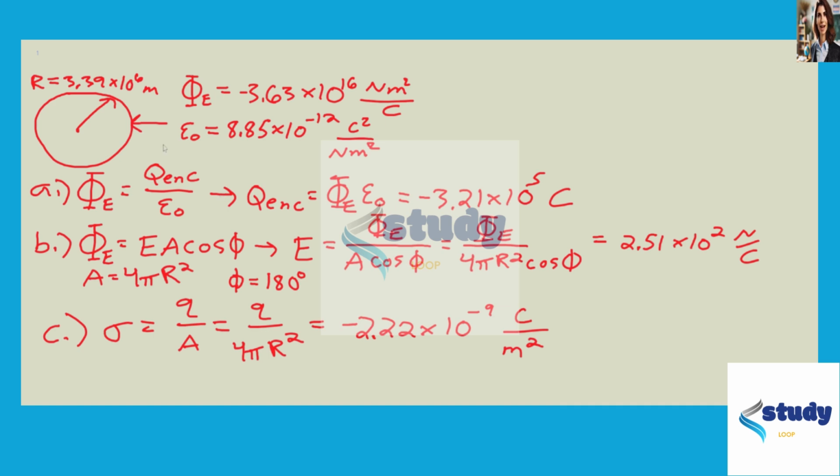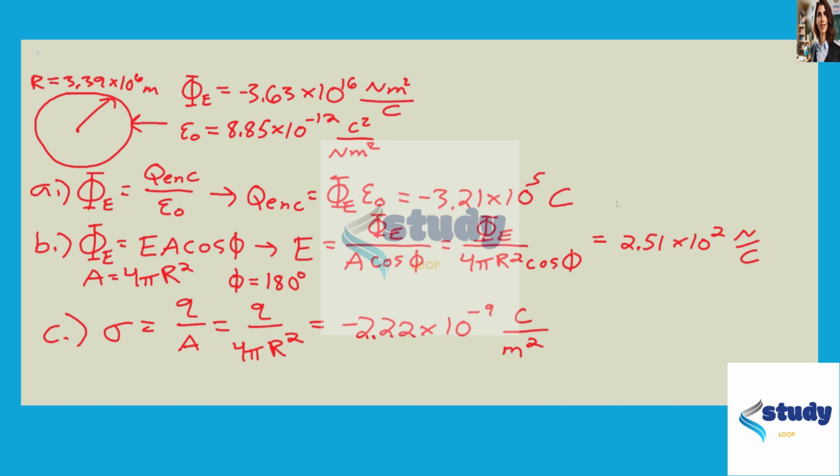All right, the first thing that we need for this particular problem is some astronomical data. So we looked that up, and I've drawn a crude picture of Mars. The astronomical data we're going to need is the radius of Mars, which is 3.39 times 10 to the 6 meters. That's just something we look up in the front cover of the textbook. And we're given that the flux is negative 3.63 times 10 to the 16 Newton meters squared per Coulomb.